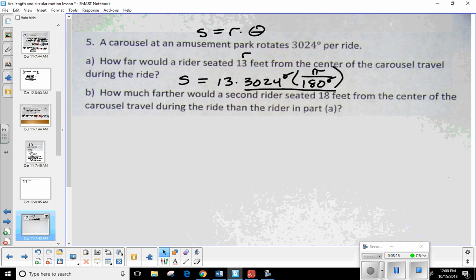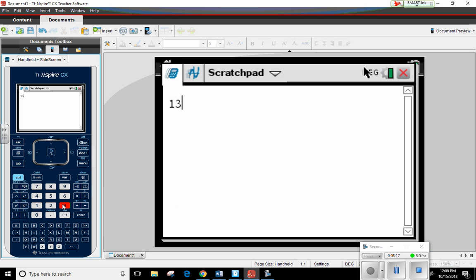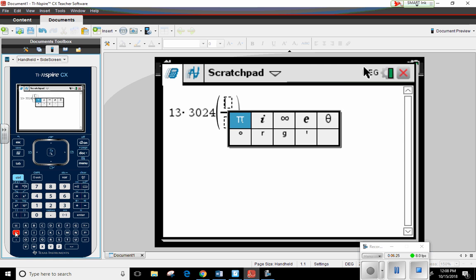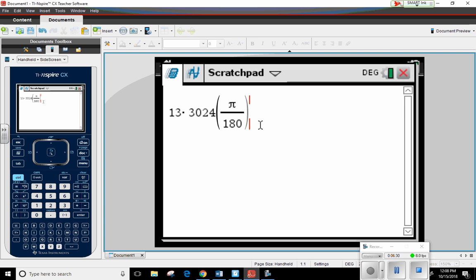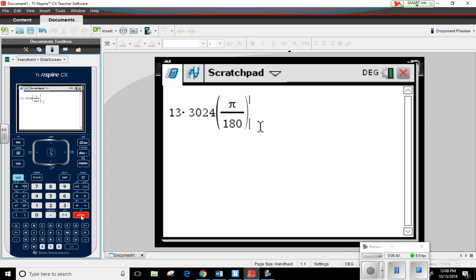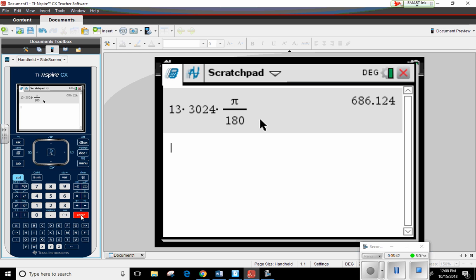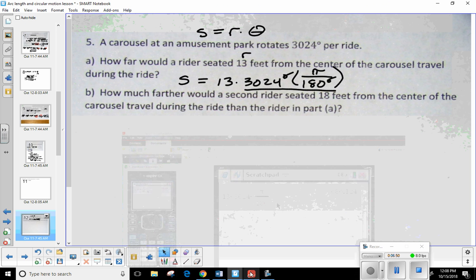So let's see what that is. Come on over here to my calculator. 13 times, oh, I forgot what that was, 3,024? Okay. And then parentheses, I'm going to put pi over the 180. If you want to, you could have converted that to radians before and then plugged that value in. I'm just taking care of it all at once. But how far would the rider have traveled? I'm saying about 686 feet for an entire ride, if they're 13 feet from the center. So about 686 feet.